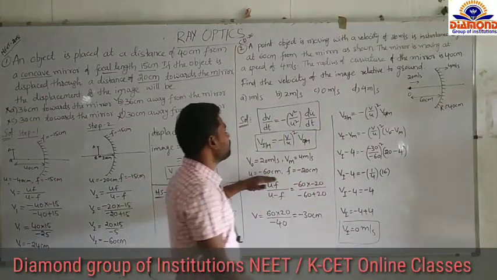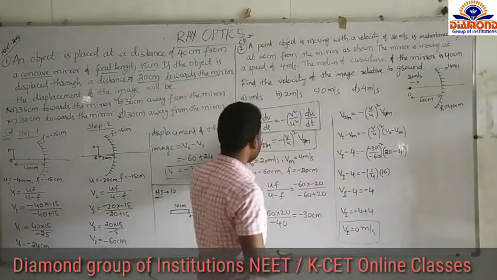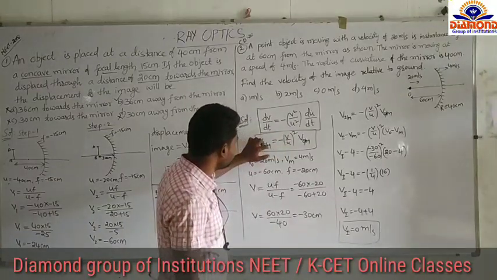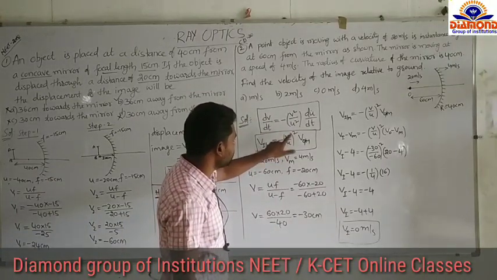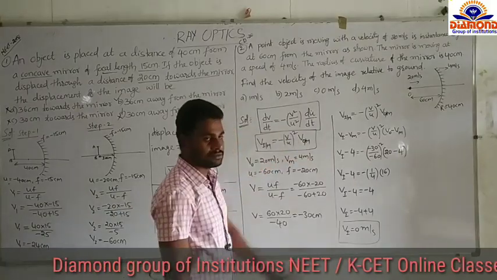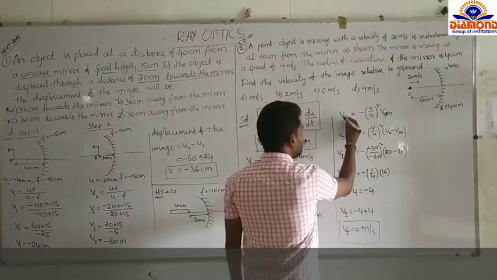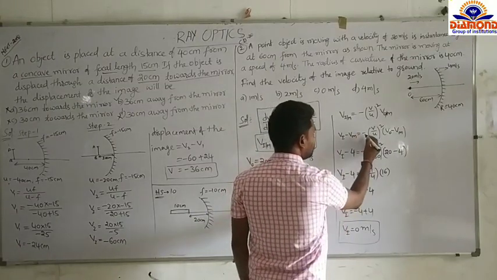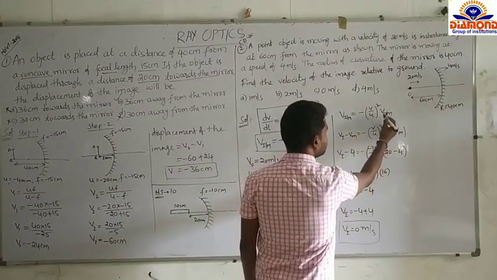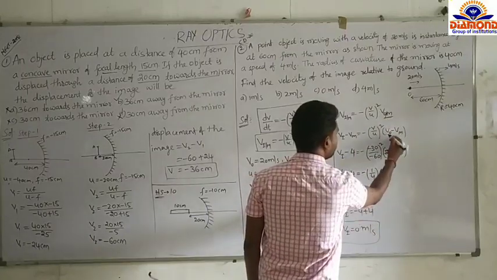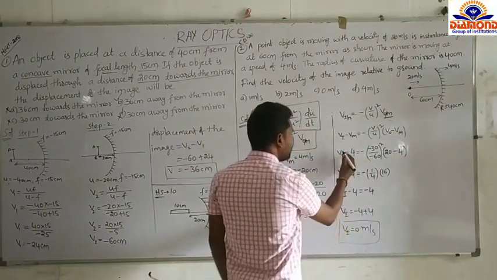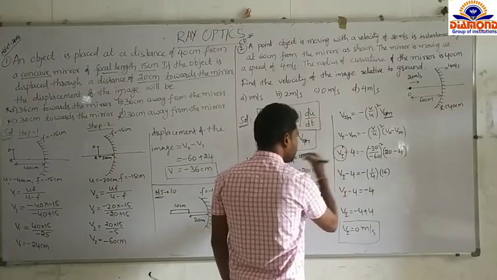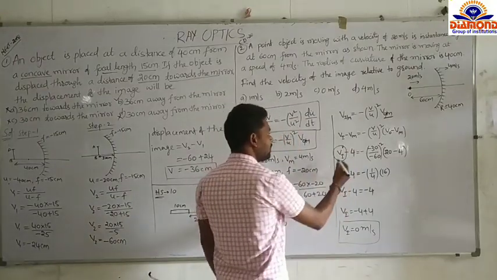Next, here we have the formula: velocity of the image with respect to the mirror equals minus (v by u) whole squared times velocity of the object with respect to the mirror. I am expanding this one. So velocity of the image with respect to the mirror is vi minus vm, equals minus (v by u) whole squared into velocity of the object with respect to the mirror, which is vo minus vm. So now here we have to find the velocity of the image.